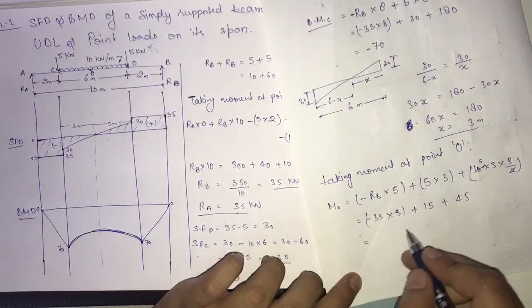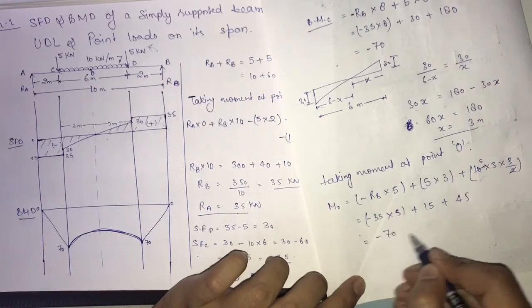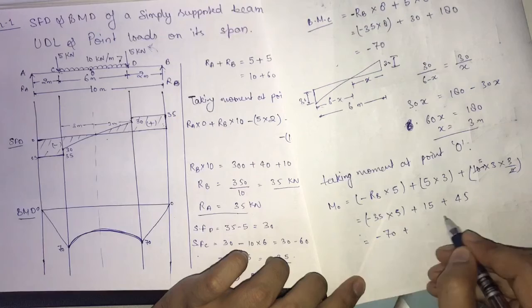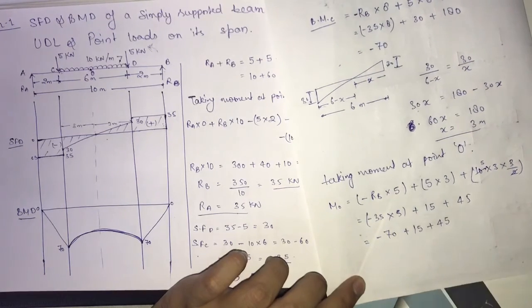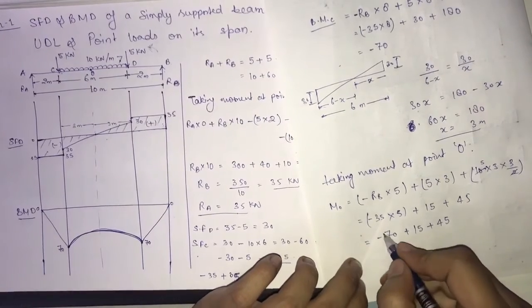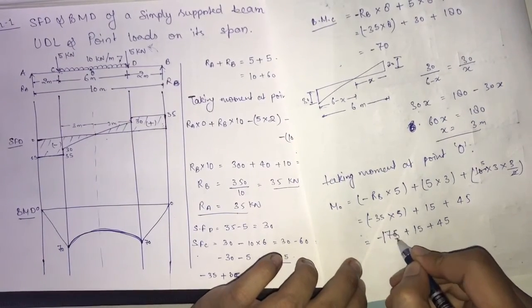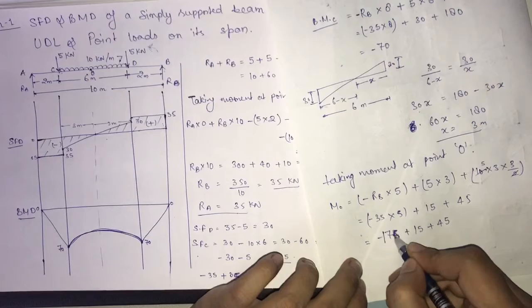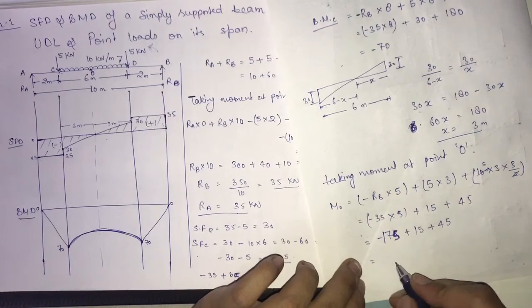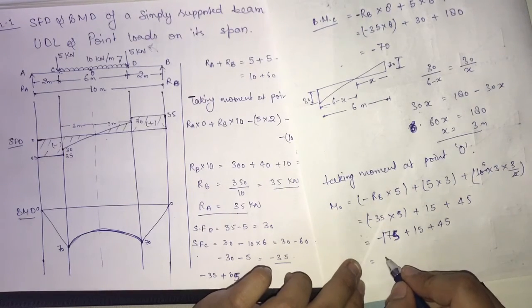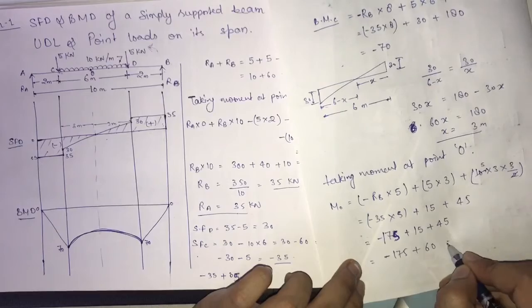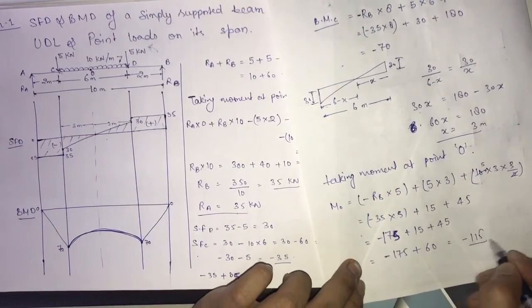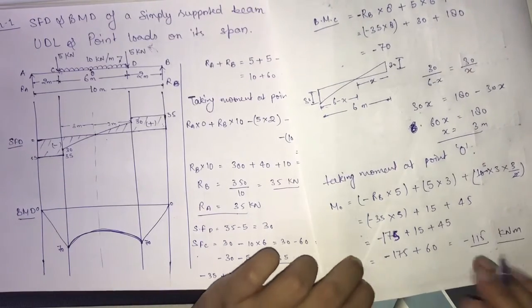So here we have the value of minus 175 plus 15 plus 45, which is minus 175 plus 60. So here we have the value of bending moment at point O. It is minus 115 kilonewton meter.